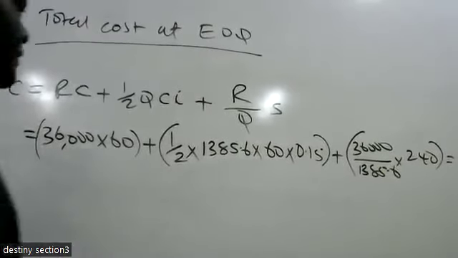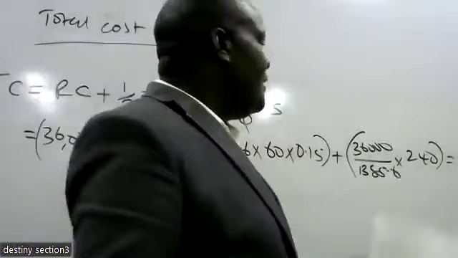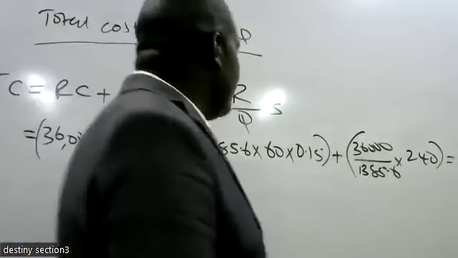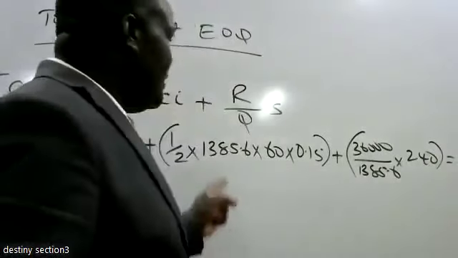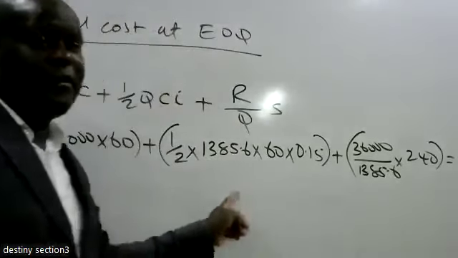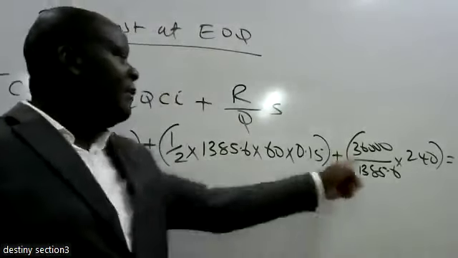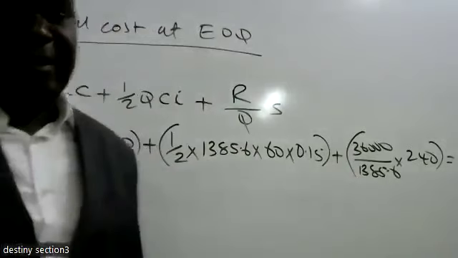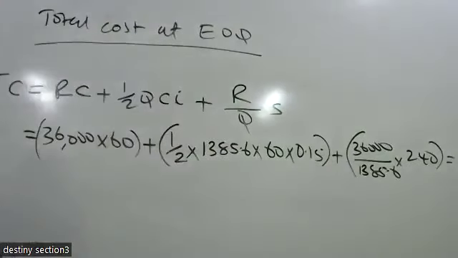But remember, I said this figure and this figure, at economic order quantity, must be the same, unless because of the rounding off, but the difference will be very small. This one and that one should be the same at economic order quantity.